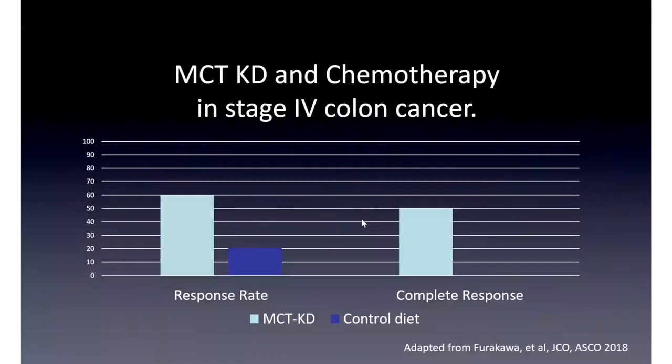When we look at patients with stage 4 colon cancer that were put on ketogenic diets versus regular diet, this included MCT oil as part of their fat. And you can see that there's a significantly increased rate of any response, so that would be partial or complete response. And if we only look at complete response, it was 50% in the ketogenic arm, whereas 0% in the control diet.